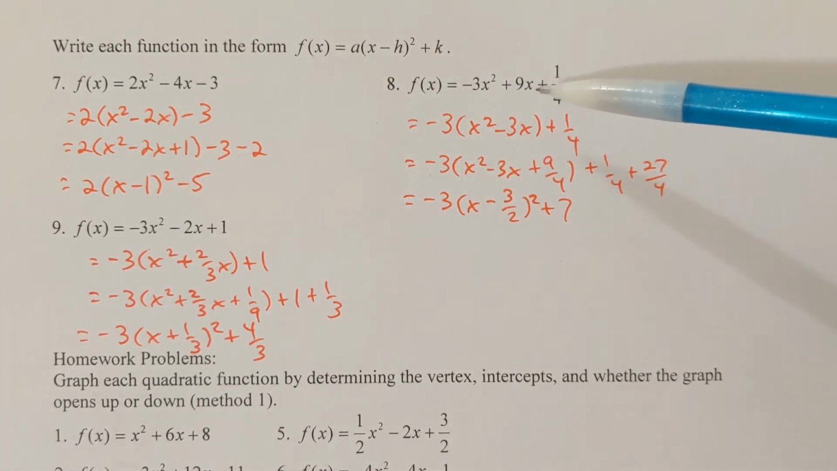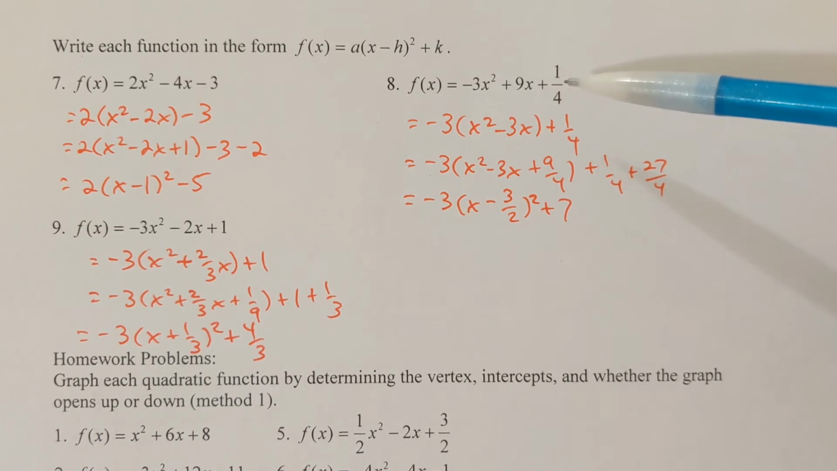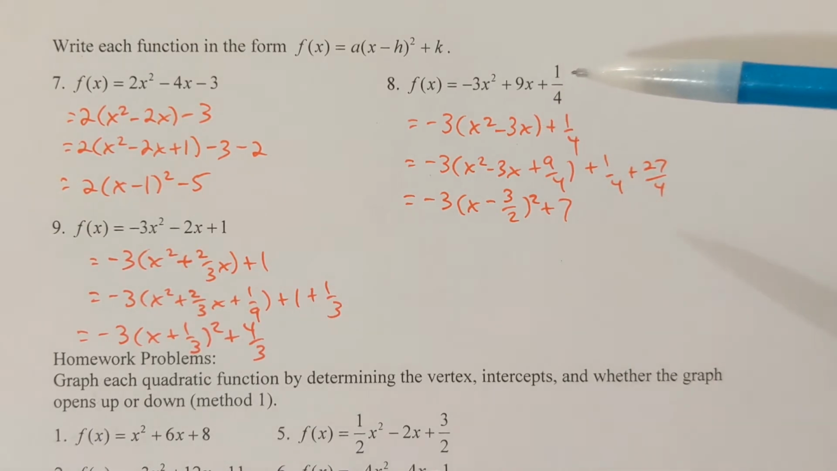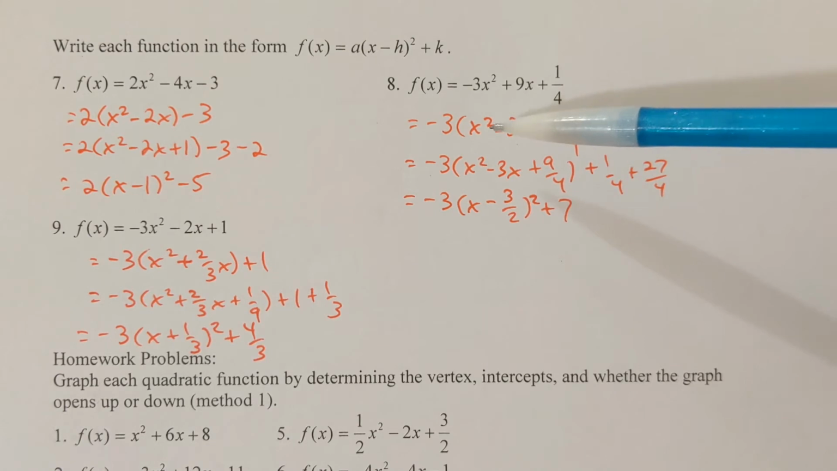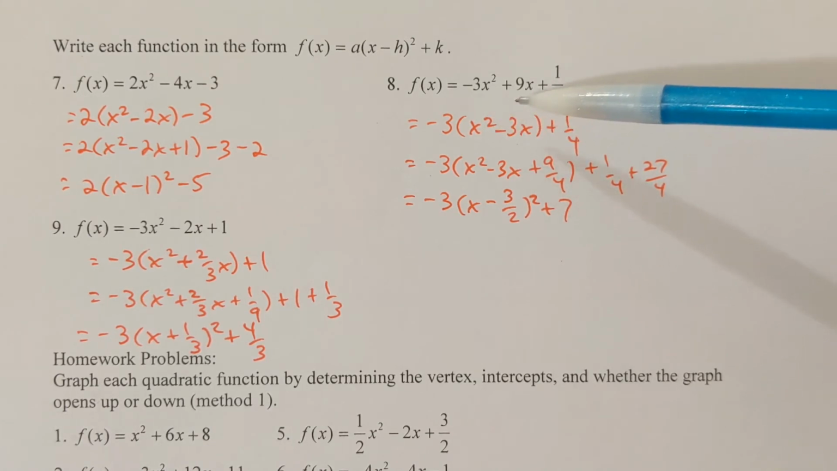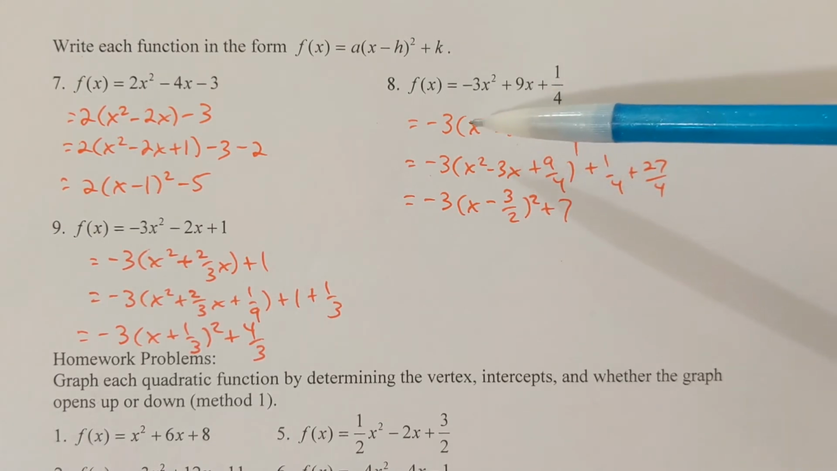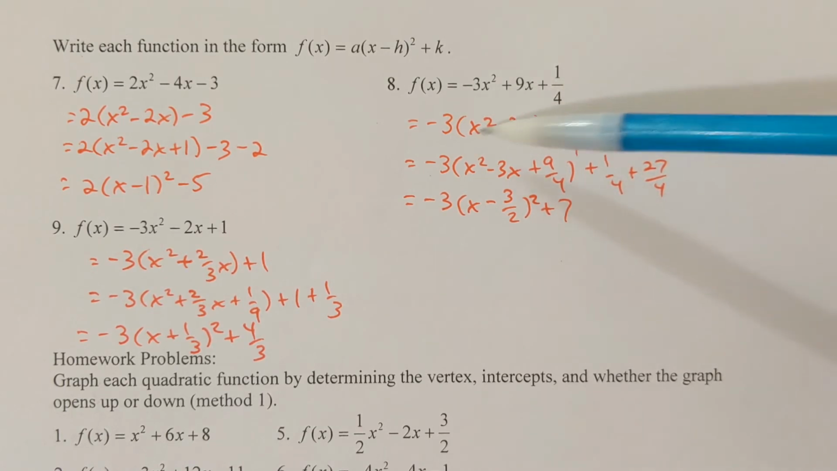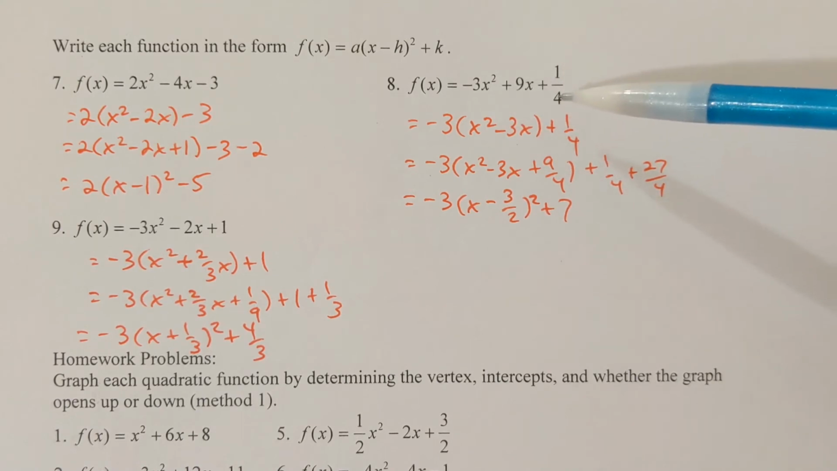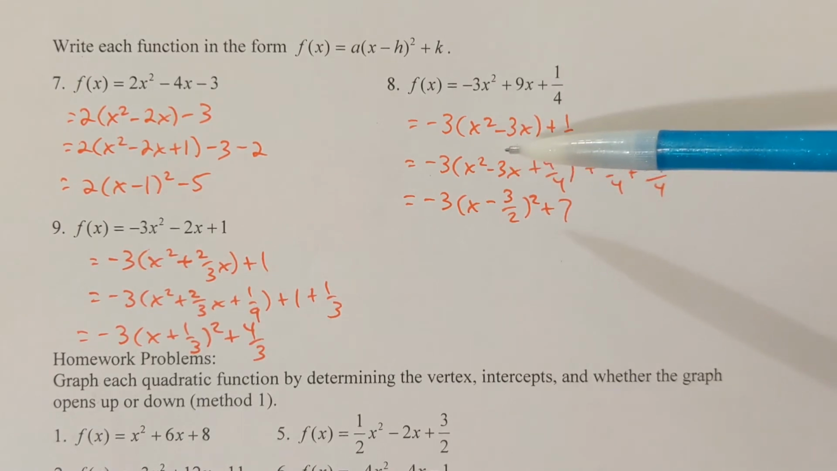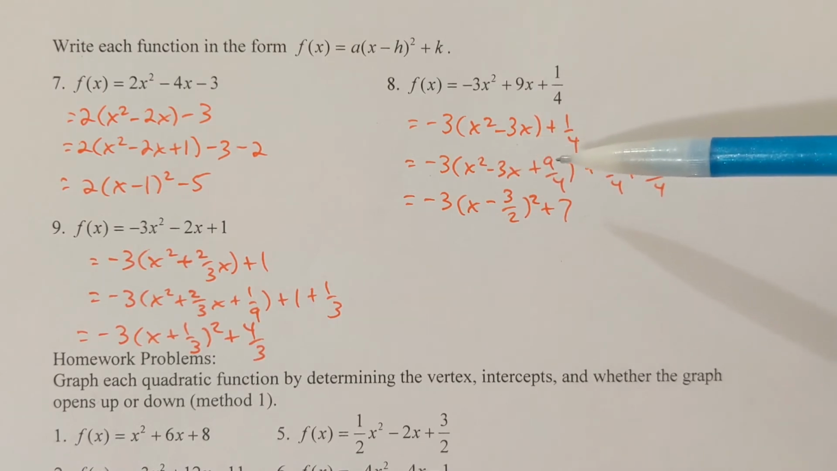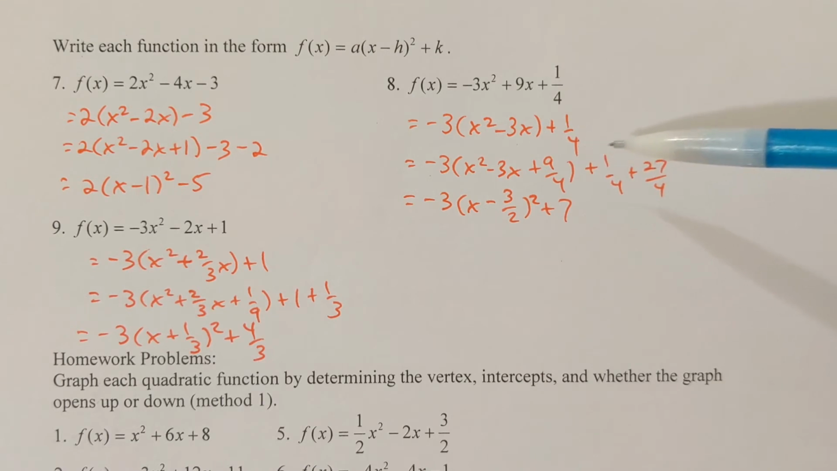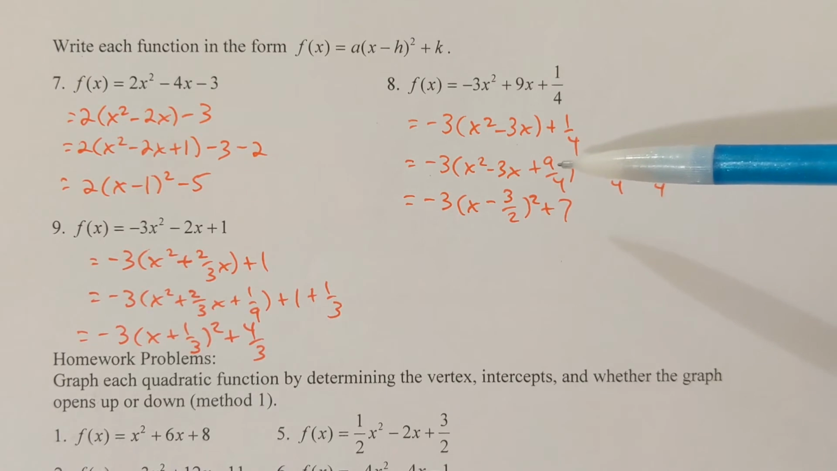Okay. Problem 8 is the same sort of deal. Let's complete the square. So I need a 1 in front of x squared. Subtract out a negative 3. x squared minus 3x plus 1/4. There's nothing different from here. And then now I'm ready to complete the square. So negative 3 times x squared minus 3x plus 9/4 equals 1/4 plus 27/4. Plus 9/4.